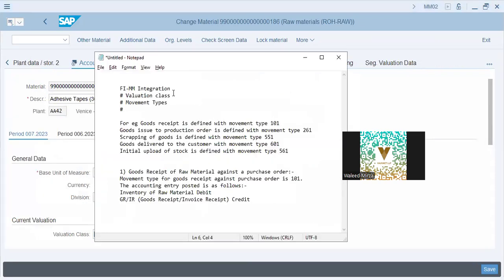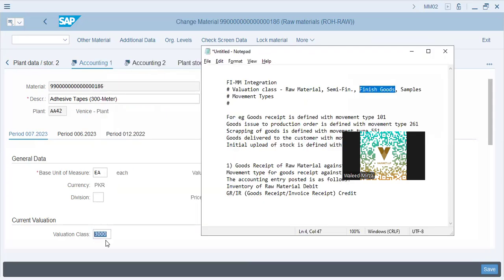Now, what is a valuation class? Valuation classes can be easily defined as raw material, semi-finished goods, finished goods, samples, whatever. Okay. So we can define these further, like CD70 and CG125 in finished goods. Those can again be represented as a different valuation class. CD70 will be 3000 and 125 will be 3125, right?